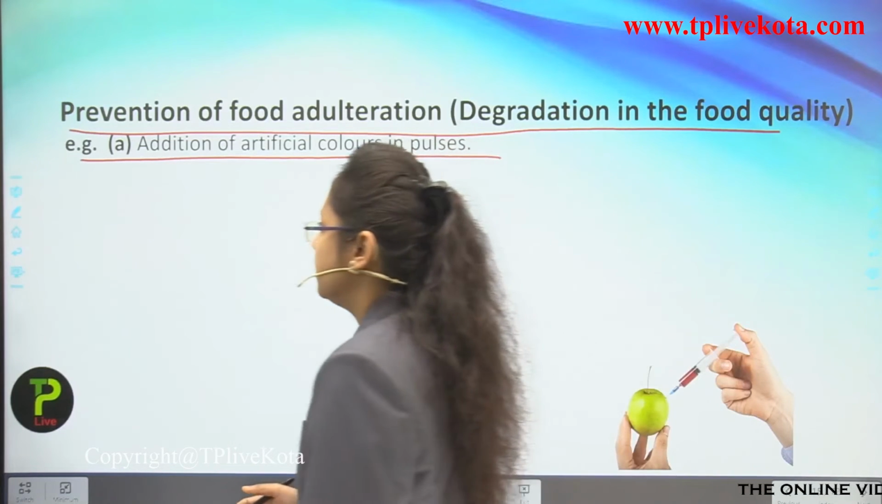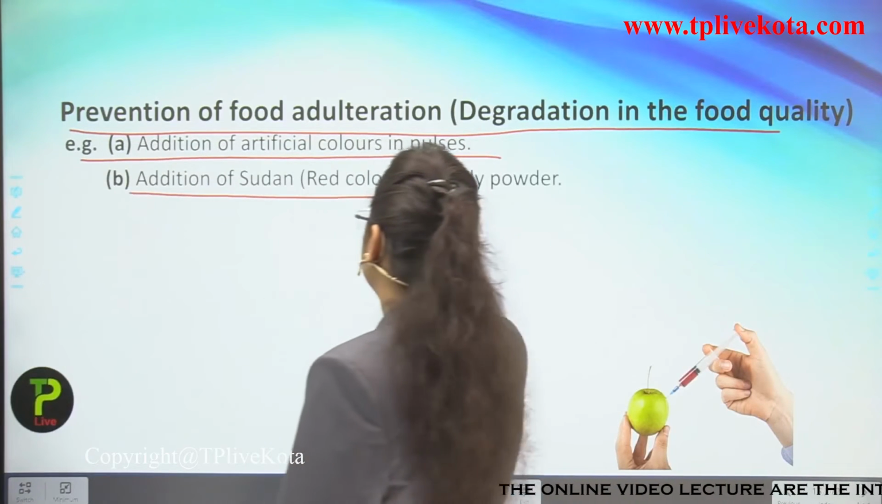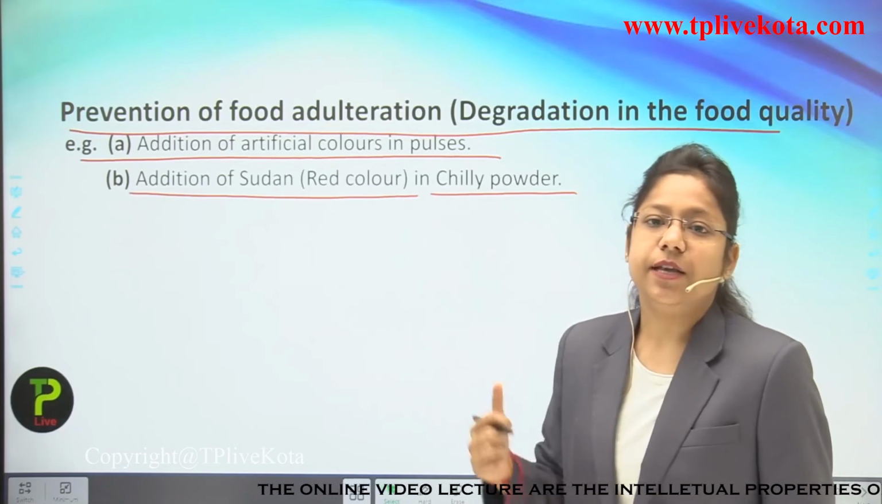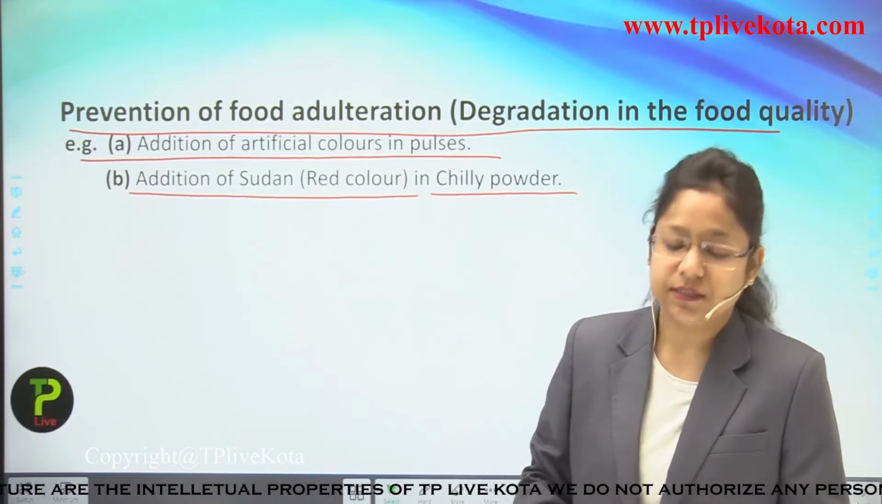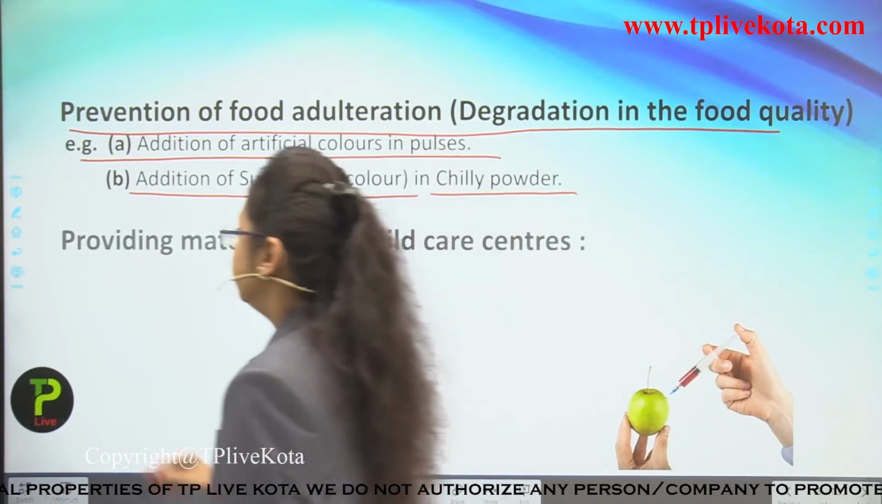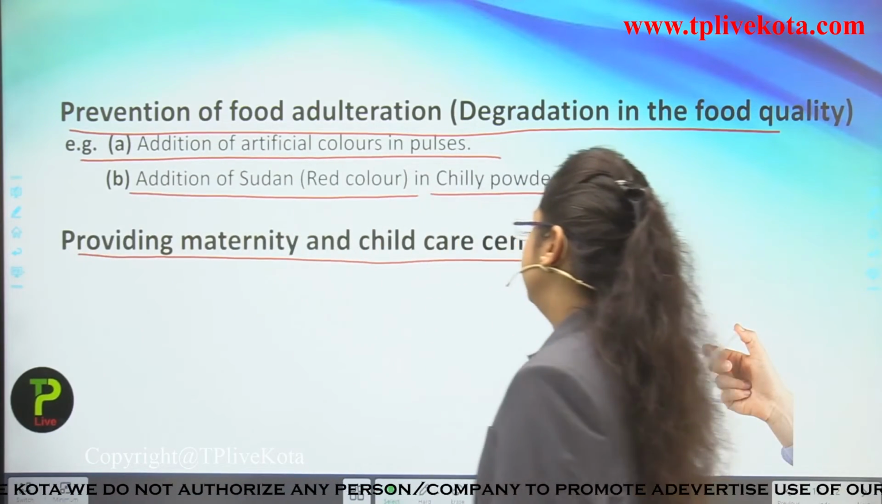Okay, and even digestive system. Next, addition of Sudan red color in chili powder. This is the most common example, the addition of Sudan red color in chili powder, and this is very harmful for our body.